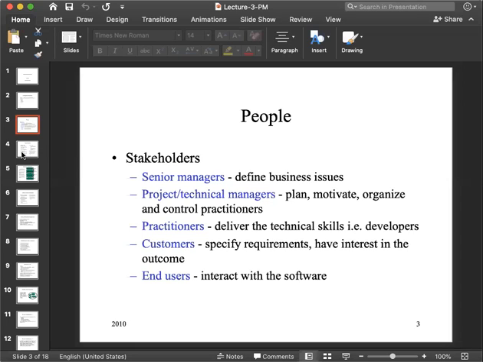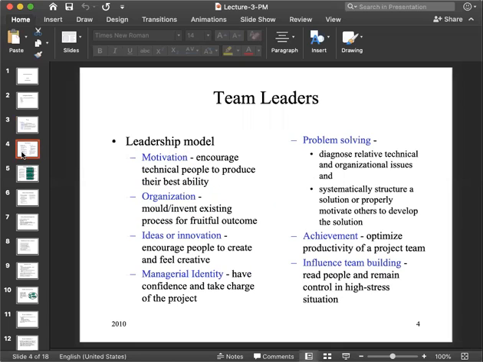Then come the team leaders. Team leaders, okay, could be more than one person.